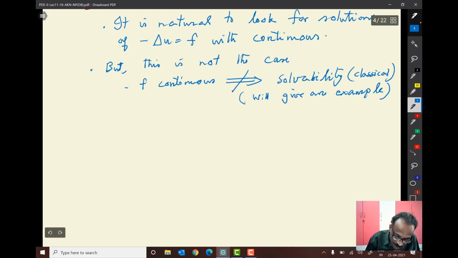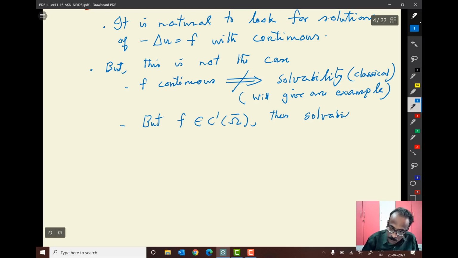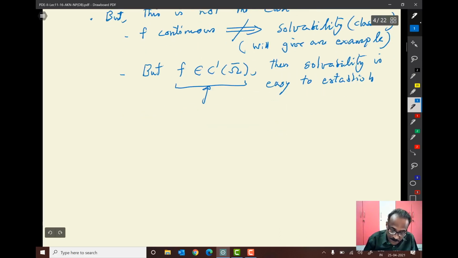But suppose f is C1 of omega bar, then solubility is not difficult. We will do this also. Solubility is easy to establish. But this is a very strong condition now, because you are assuming C1-ness of f. We want to get rid of that.